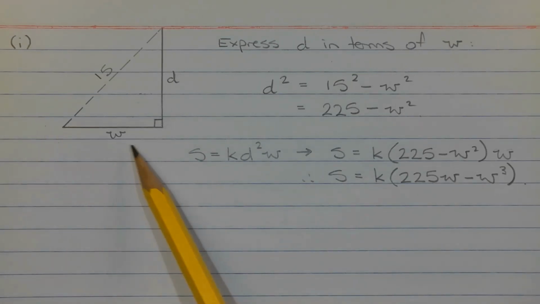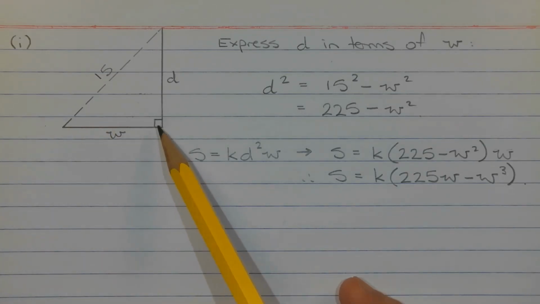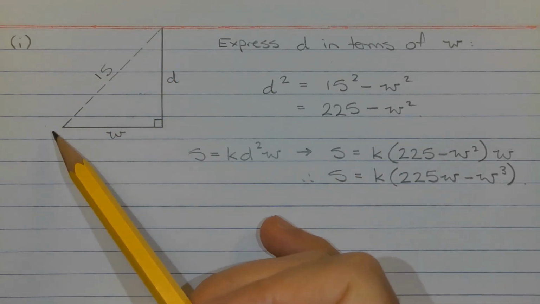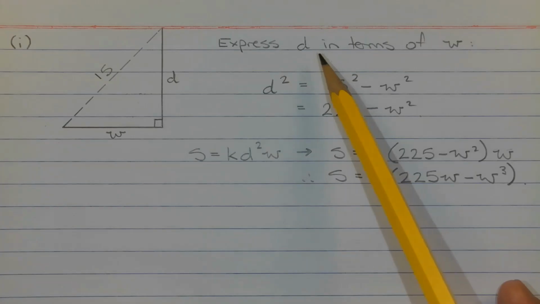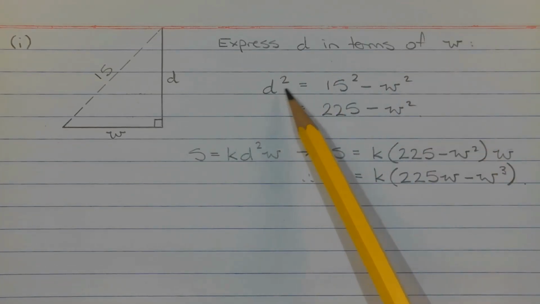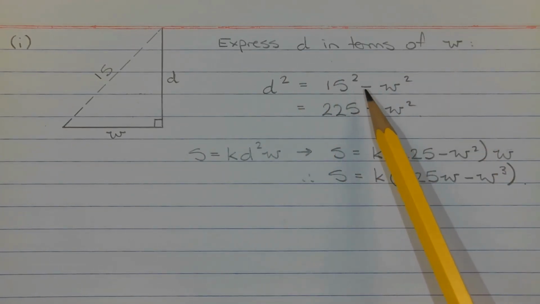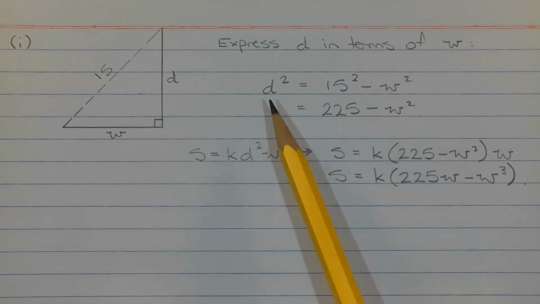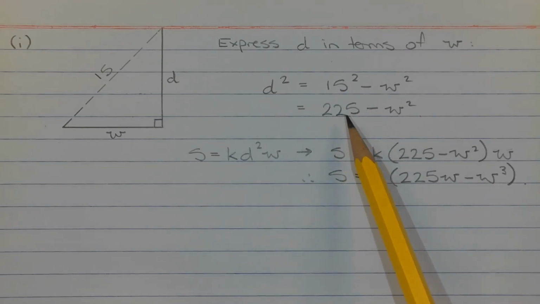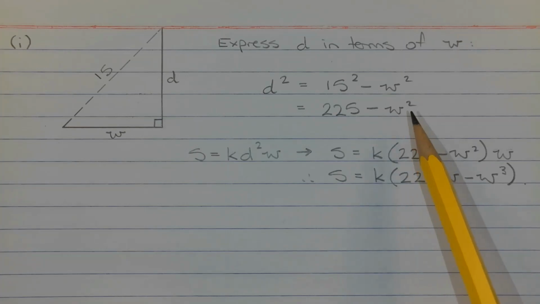So if we go back to the diagram, we have a right angled triangle there at the end of the log. We have the width W and the depth D, and we have the hypotenuse of the triangle, 15 centimeters. So using Pythagoras' theorem, we can express D in terms of W. D squared is equal to 15 squared minus W squared. Now 15 squared is 225, so D squared is equal to 225 minus W squared.